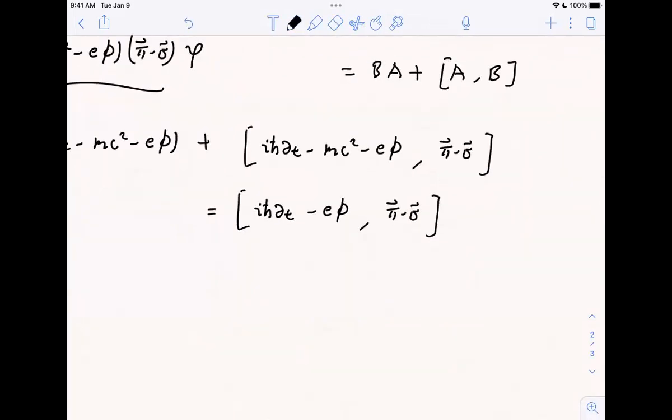Then you also don't need to worry about the sigma, because sigma commutes with all the terms here. So you only need to worry about the pi. Then you can have the dot product outside. It doesn't matter.